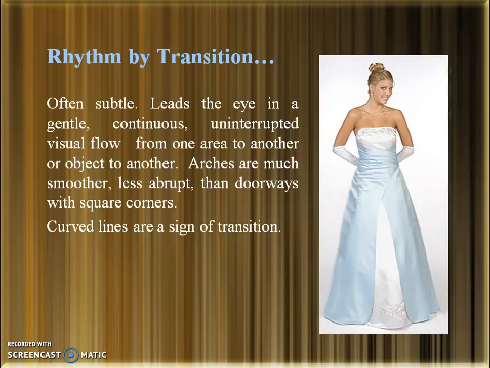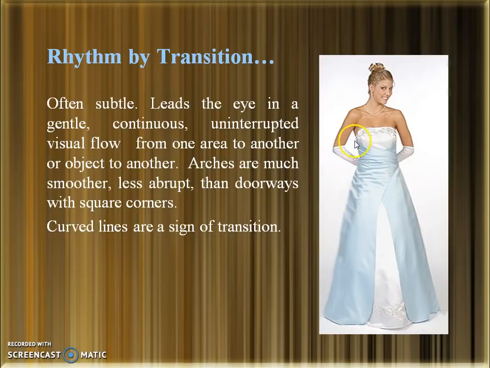Next is rhythm by transition. It is often subtle. It leads the eye in a gentle, continuous, uninterrupted visual flow from one area to another or one object to another. Examples of such rhythm by transition are arches, arched doorways, which are much smoother, less abrupt than doorways with square corners. Curved lines are a sign of transition because they are continuously changing, uninterruptedly, very gently, leading your eye from one point to another.